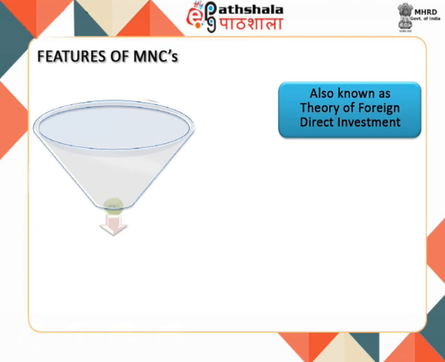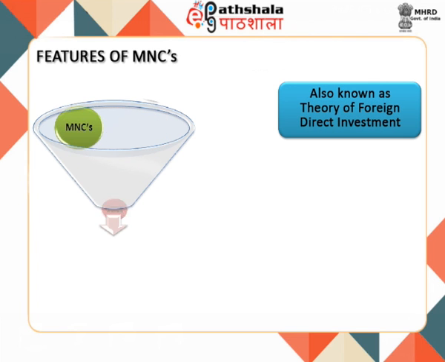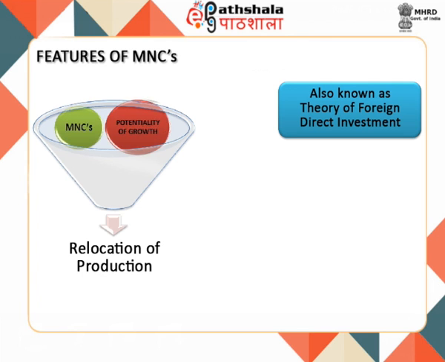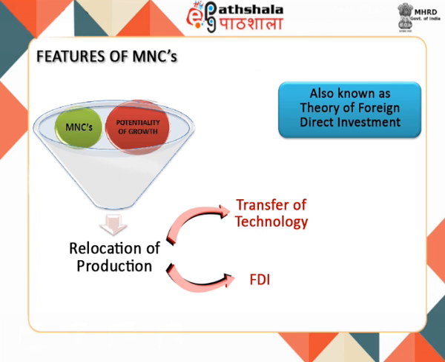Let us now understand what are the essential features of the theory of MNC. There must be potential for growth. When there is potentiality for growth, then growth without restriction is only possible through MNCs. Now, the essential feature of MNCs is international relocation of production. For international relocation, there must be transfer of technology and investment across border, that is FDI.